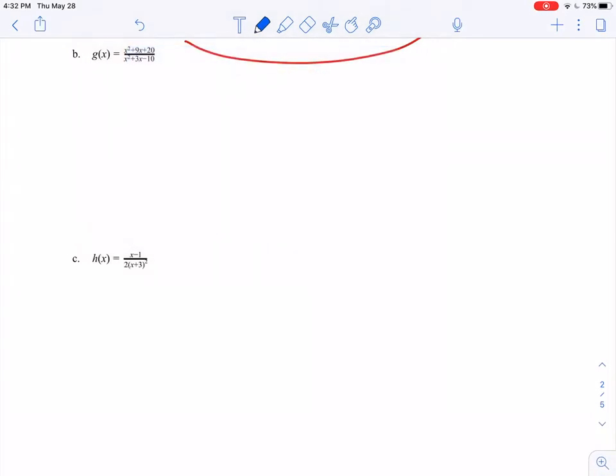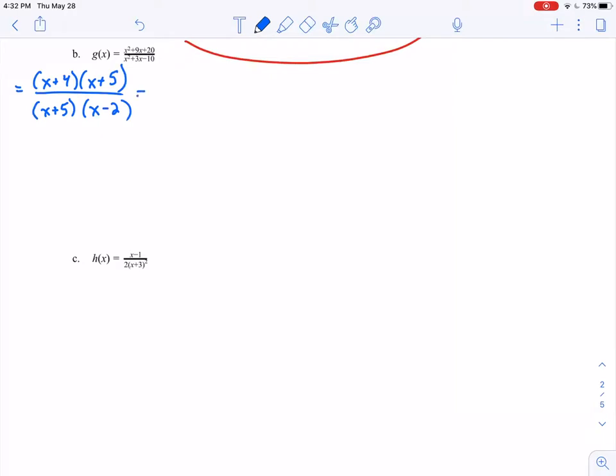Again, I'm going to start this problem just by factoring this. So let's see, I need two numbers that multiply to be 20, add to be 9. Those would be 4 and 5. So x plus 4, x plus 5. In my denominator, two numbers that multiply to be negative 10, add to be positive 3. Those should be x plus 5 and x minus 2 here.